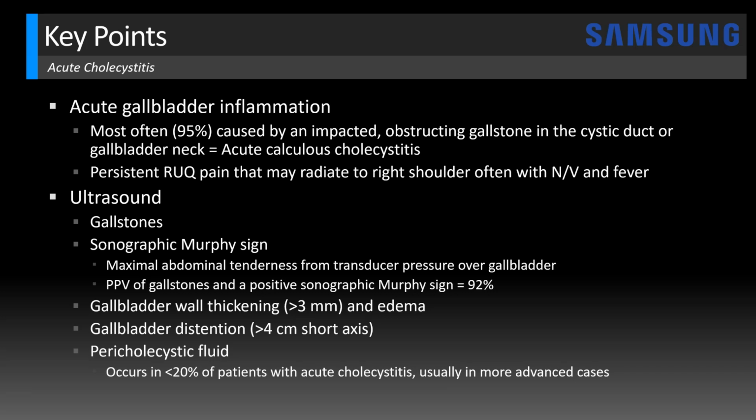Pericholecystic fluid, though, occurs in less than 20% of patients with acute cholecystitis, and we usually see that in more advanced cases. In this case, we saw it because the patient had pain for several days. So all of these features in isolation are not that specific, but together are quite specific for ultrasound diagnosis of acute cholecystitis. All right, let's move on to case 2.